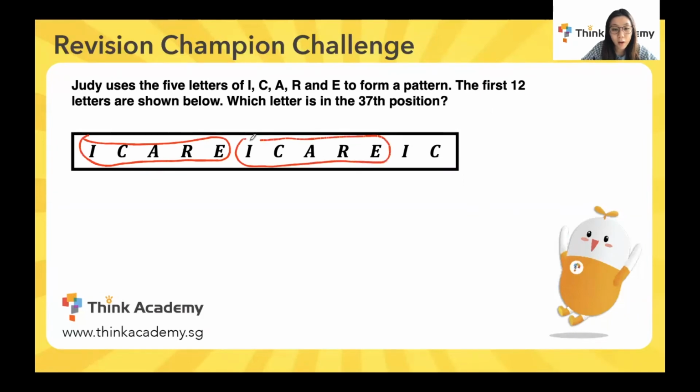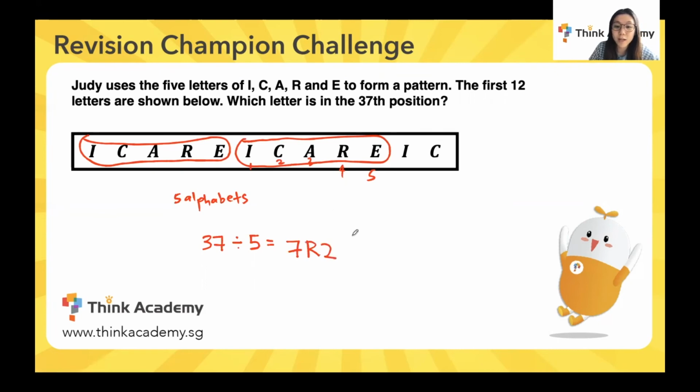I-C-A-R-E over here. Correct? So we know that in one pattern, there are how many alphabets? We have 1, 2, 3, 4, and 5. We have 5 alphabets in one pattern. Correct? Okay, so then what we're going to do is we're going to take 37 divided by 5. And we're going to find how many groups of 5 are there in this 37th alphabet. Okay? And we're going to get some remainder. So the answer is 7 remainder 2.